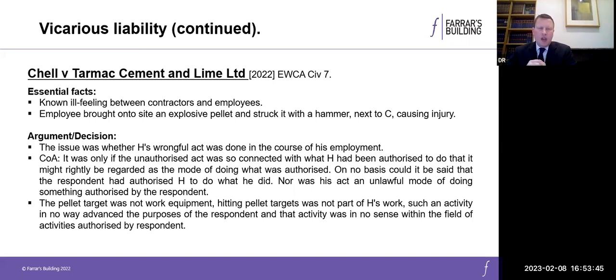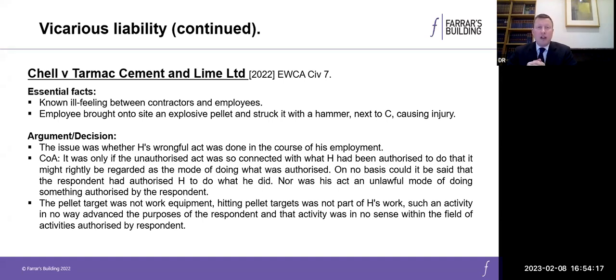It's effectively a prank at work gone wrong, and an employee sets off an explosion next to a contractor and damages his hearing. In respect to vicarious liability, that would only attach if what the employee did was an unauthorised act that was connected with what he'd been authorised to do. That plainly wasn't the case, or it was an unlawful mode of doing something that was authorised.